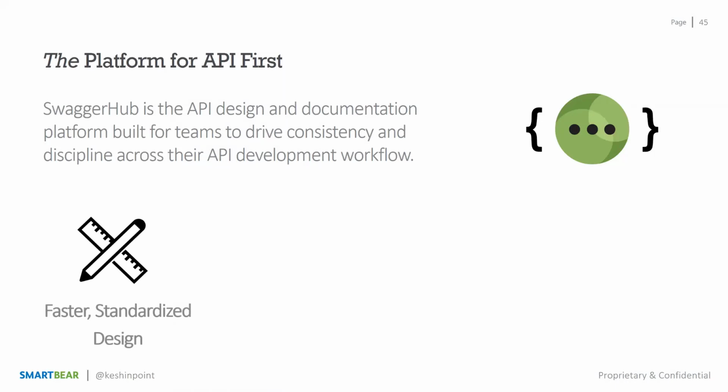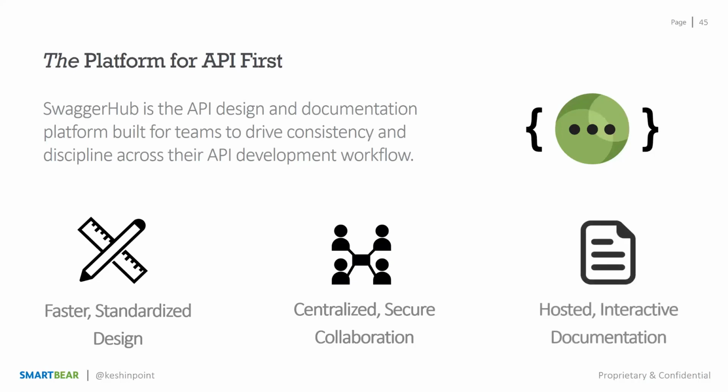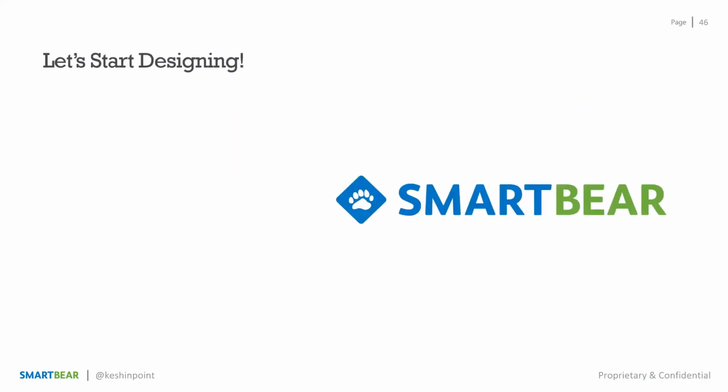Well, first of all, it allows for faster standardized design, meaning you can design APIs, but also make sure that they're consistent with what the company's guidelines are. You can ensure that these APIs are centralized, and all your internal and external stakeholders have a central location to discover and consume these APIs. And finally, we generate documentation. So out of the box from the design, you can generate documentation as well. So let's start designing an OpenAPI specification API right now.